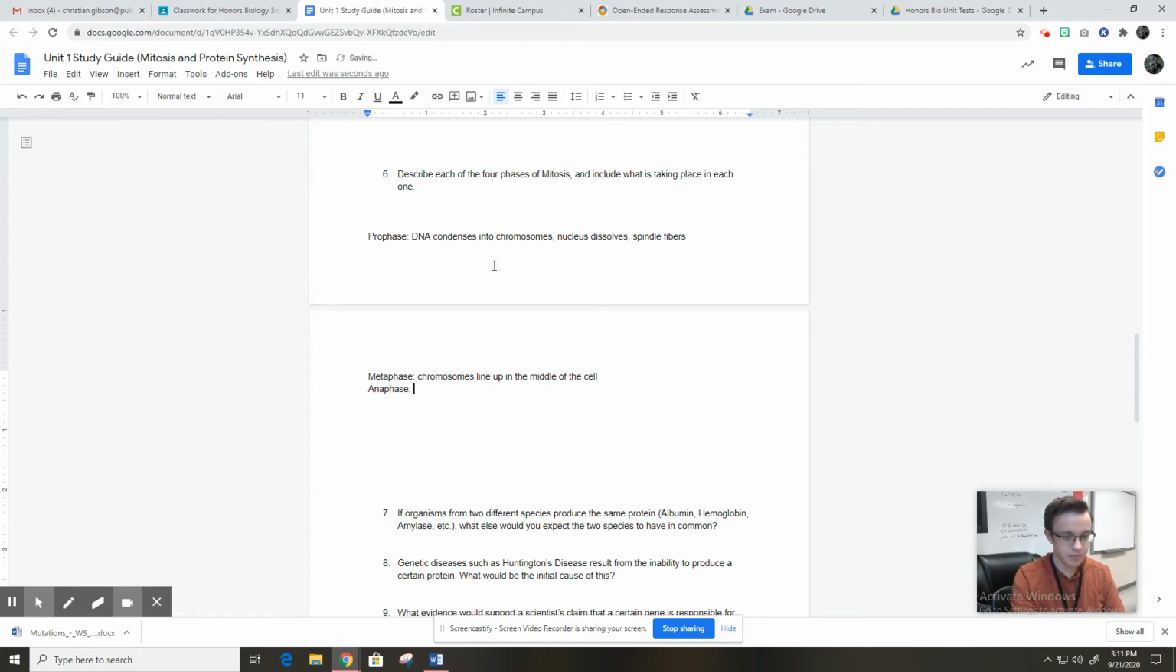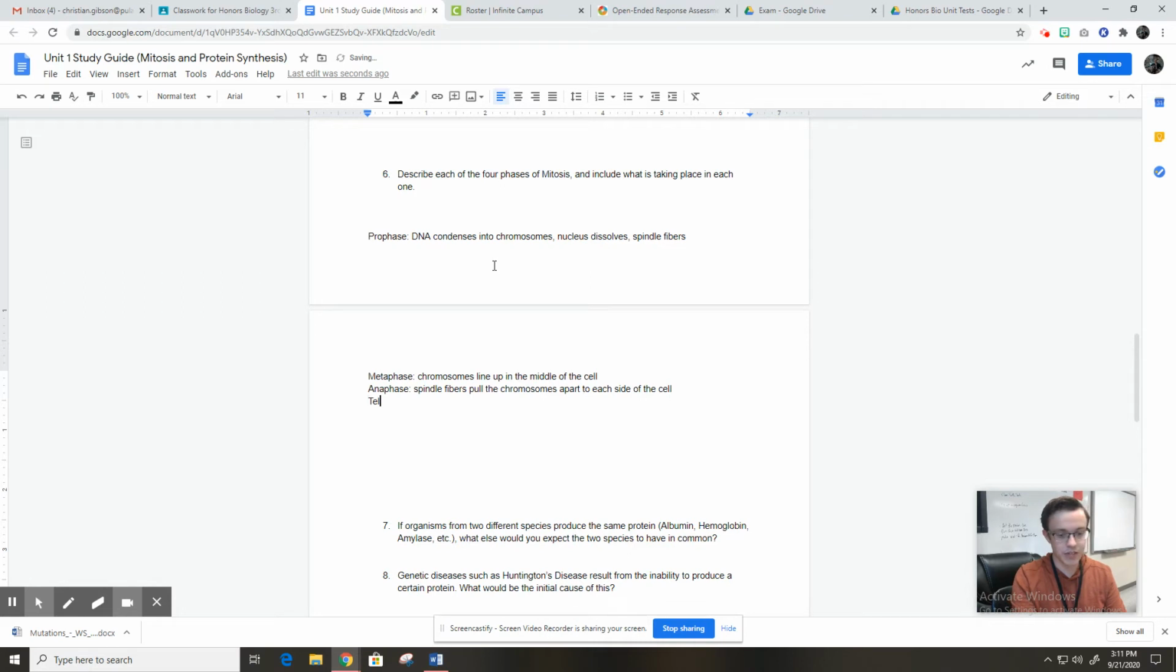Anaphase is when the spindle fibers pull the chromosomes apart to each side of the cell, okay? And then finally you have telophase, and it is simply the opposite of prophase, okay? So here the spindle fibers are going away, the nucleus is reforming, and the DNA is starting to relax back into that spaghetti-looking chromatin. Okay, now those are technically the 4 phases of mitosis.